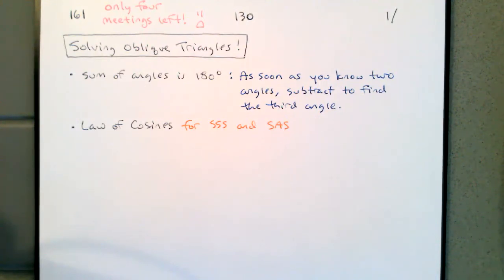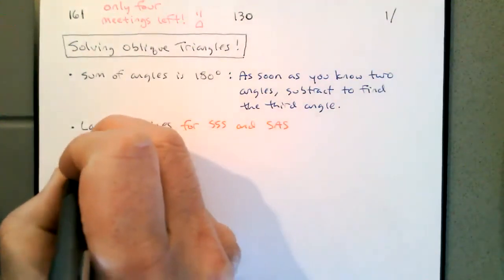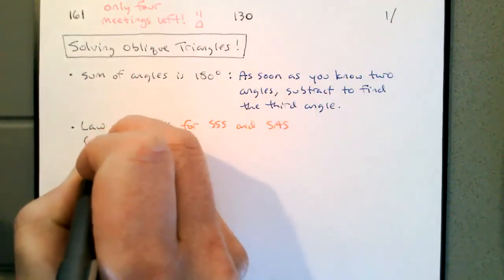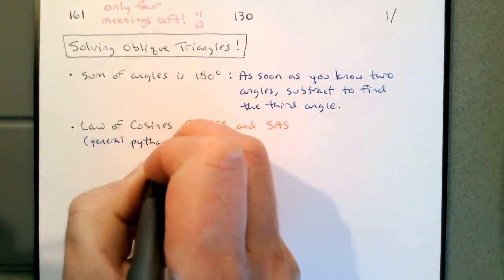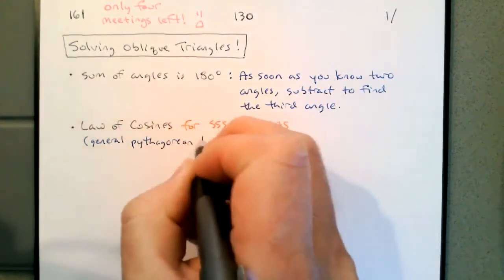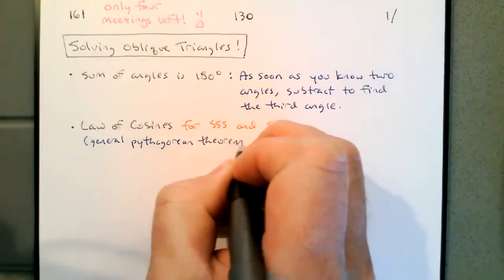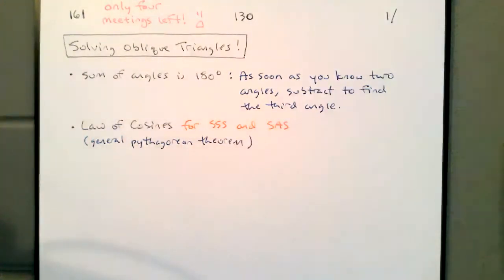Don't always have that option. So the next tool that we have is the generalization of the Pythagorean theorem. The law of cosines is the general Pythagorean theorem. And what I mean is that the law of cosines becomes the Pythagorean theorem if one of the angles is 90 degrees, because cosine of 90 is equal to 0.